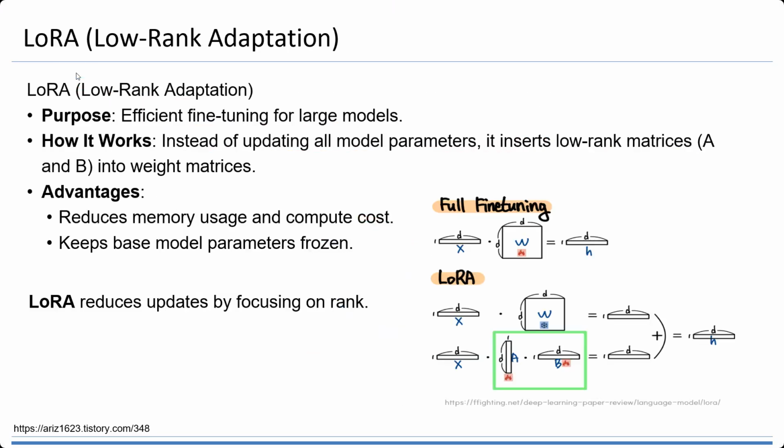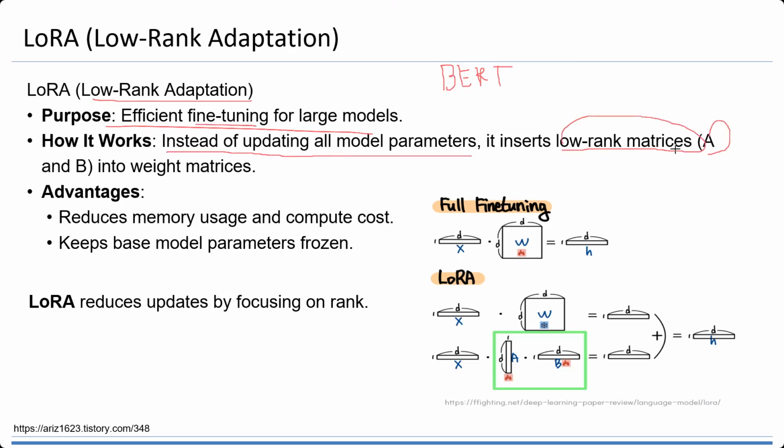So the low rank, the purpose is for the efficient fine tuning for the large models. If you have a big model like BERT or the newer BERT-like RoBERTa and BART, or maybe the OpenAI models, it is very big. We can use LoRA to fine tune, and the process is we insert the low rank matrices.